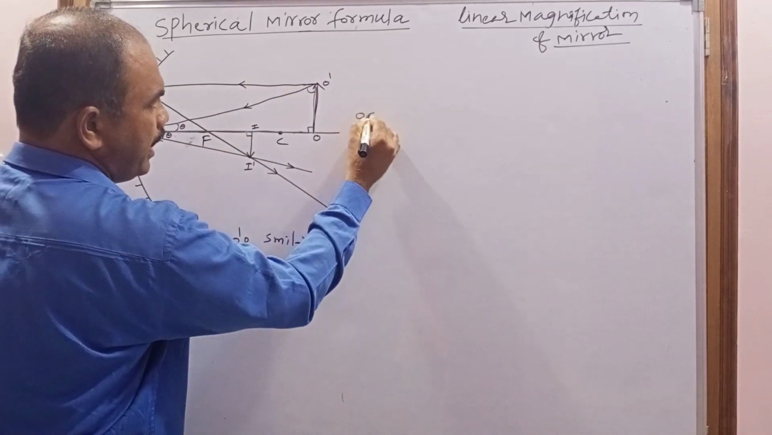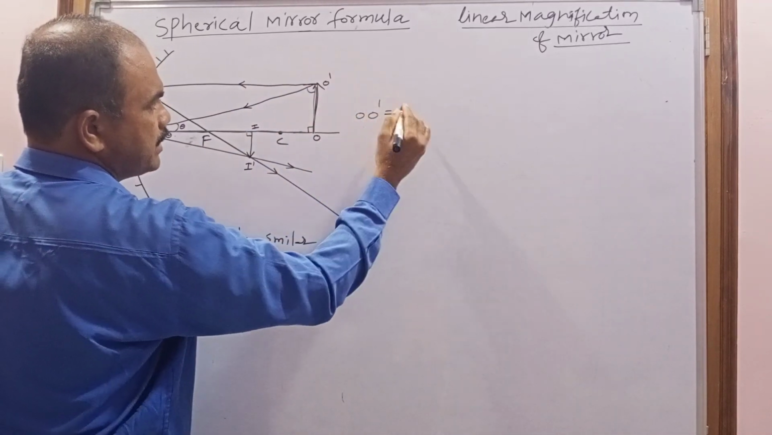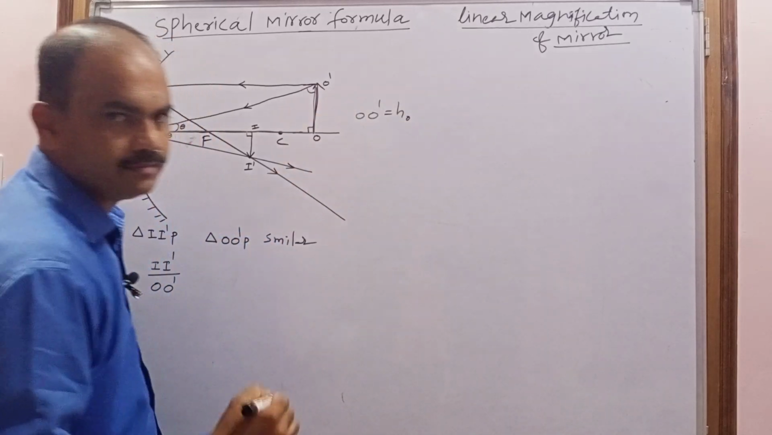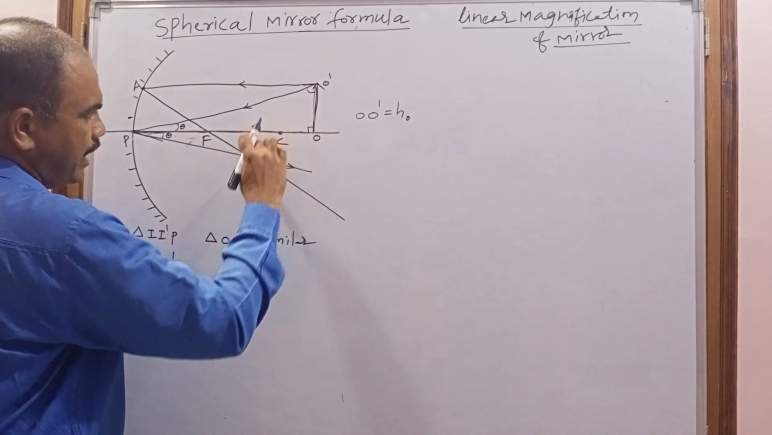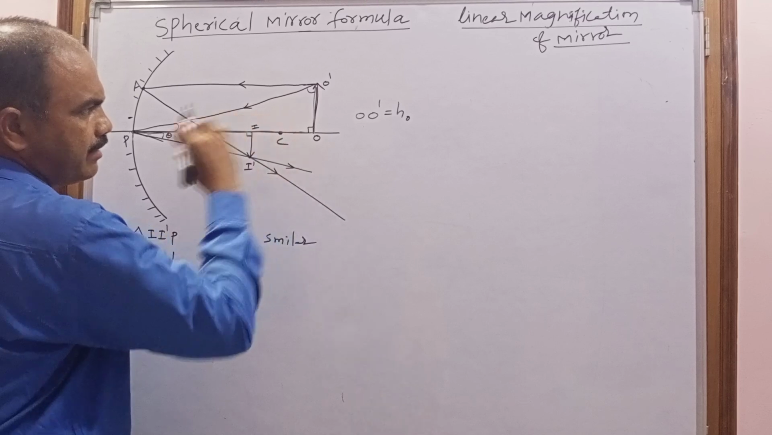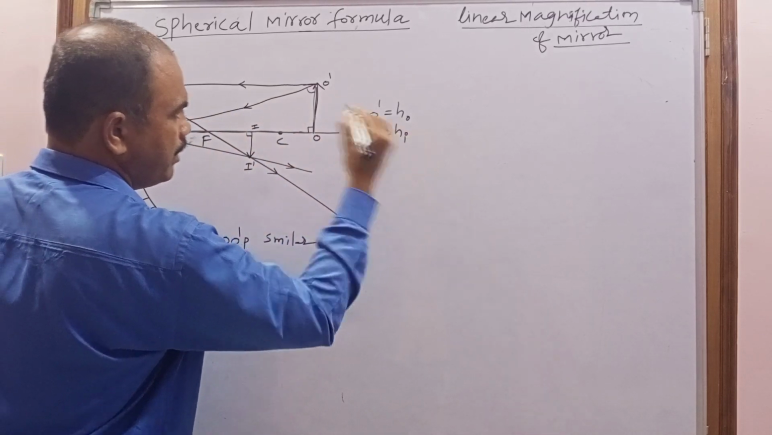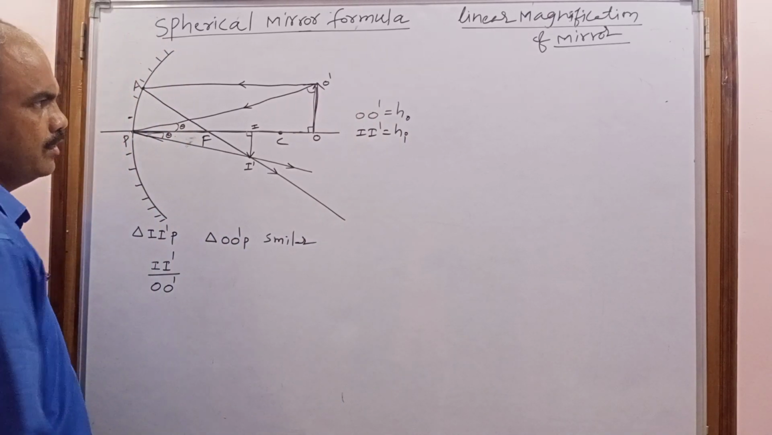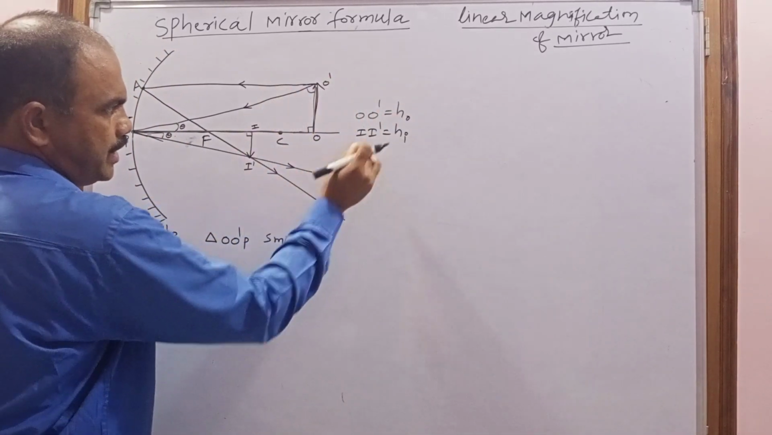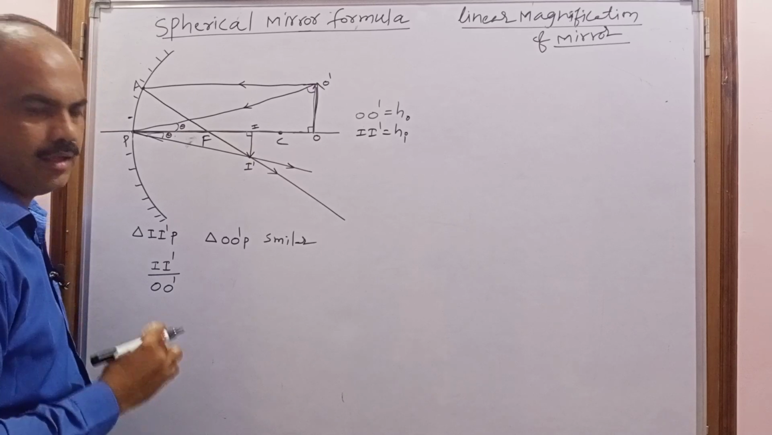What is II dash and what is OO dash? OO dash is nothing but the object height, let it be h0. And what is II dash? That is nothing but the height of the image. OO dash is the height of the object, and II dash is the height of the image.